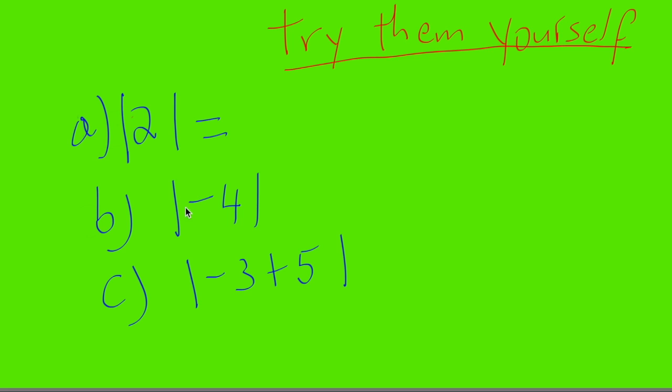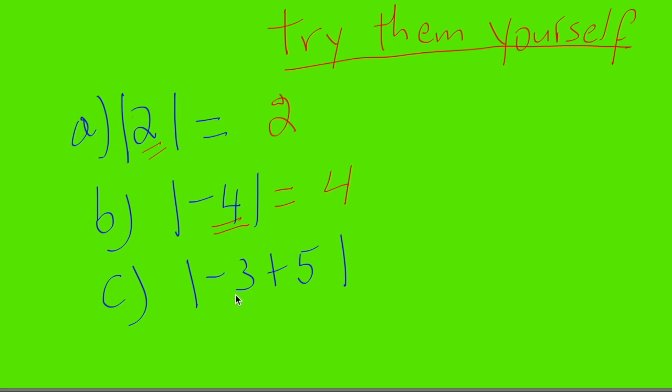Absolute value of 2, absolute value of negative 4, and absolute value of negative 3 plus 5. All right, let's go ahead and solve them. Absolute value of 2 is a positive number, and the answer is going to be positive because it's a distance from 0 to 2. Absolute value of negative 4 is a negative number, but you know the absolute value of negative 4 is the distance from 0 to negative 4, and that's 4 units, so it's positive 4.